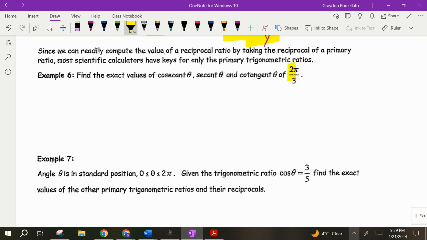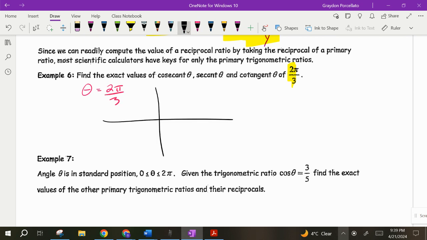So this is giving us an angle. It's saying here that theta is equal to 2 pi over 3. Well, this is Cartesian. We're doing this all on a Cartesian. So where is 2 pi over 3? Well, 2 pi over 3 is right here. It is pi over 3 less than 3 pi over 3. So this here is 2 pi over 3, which means that our related acute angle, this little angle in here, is pi over 3. Okay.